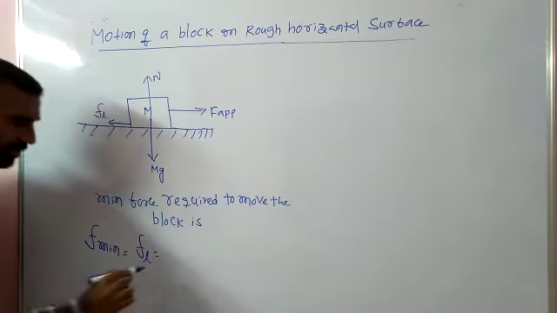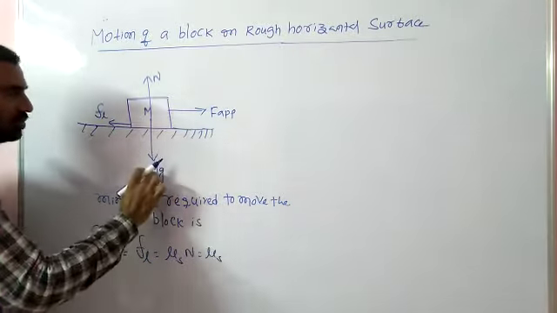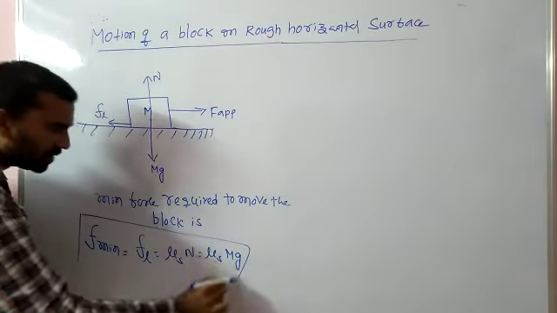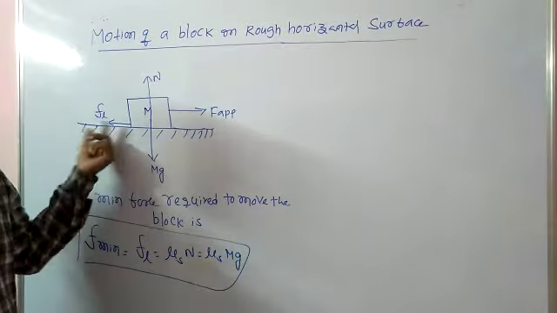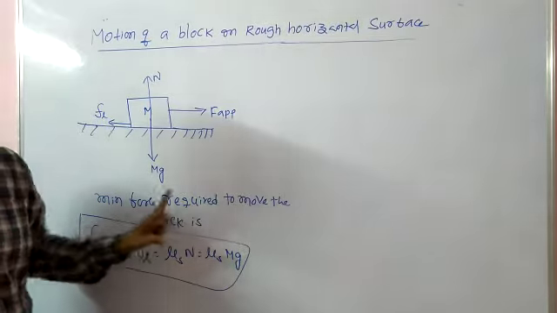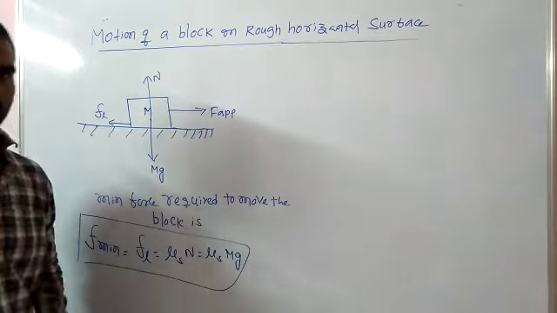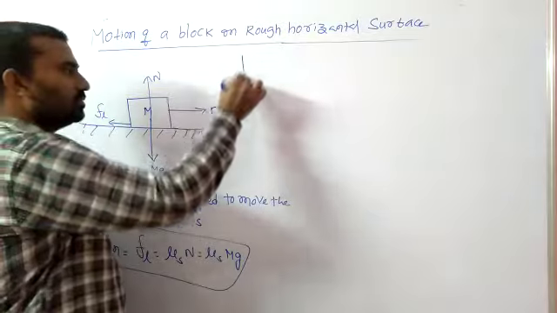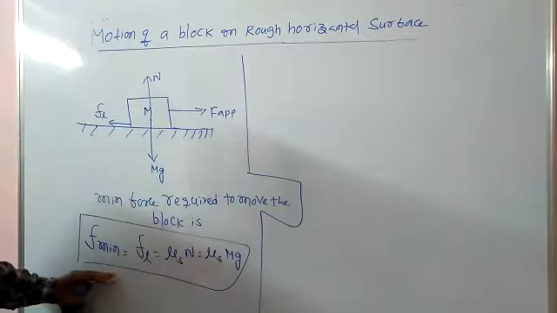So what is the form of limiting friction? Mu s into normal reaction. What is the normal reaction value? It is equal to mg. So this is the minimum force, and if you apply a force equal to limiting friction, then the block is ready to move. So the minimum force required to move the block is mu s into mg. This is the minimum force required to start the motion.